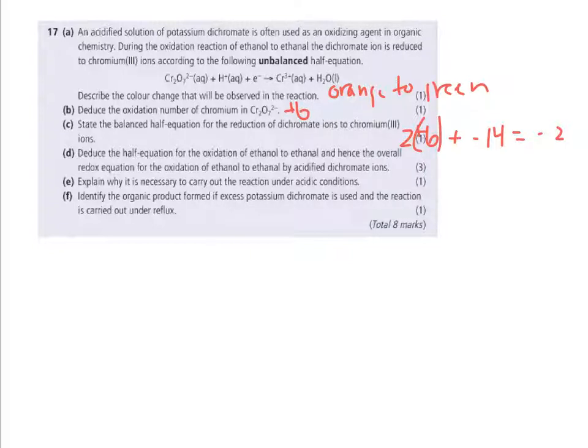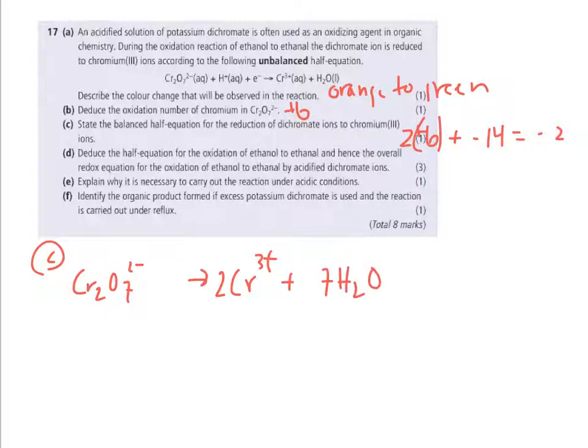And then C, state the balanced half equation for the reduction of dichromate ions to chromium 3+ ions. So I'm going to start with Cr2O7, this is part C, Cr2O7 with a 2-. And it's becoming Cr3+. So I'm going to have to put 2 here to balance it. And then I'm going to need 7H2O over here, which means I'm going to need 14H+ over here. And then finally, when I look at my charges, I've got +6 on this side. Over here, I've got a net +12, so I need 6 electrons, and that would be my half equation for C.